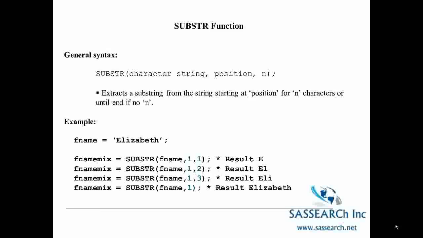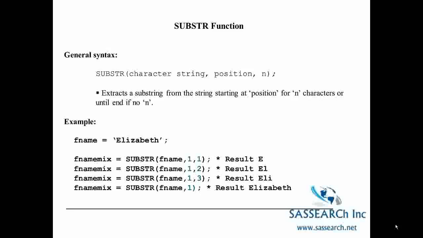So the general syntax of this function, you would say substr and then the variable name for the character string, the position, and n for the number of characters that you want to pull off of that string. So here I'm taking the example, let's say the fname equals Elizabeth. So if we have fname_mix equals substr(fname, 1, 1), the result is going to be that we're just pulling off the letter E.